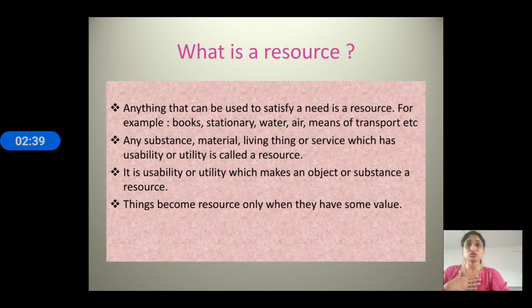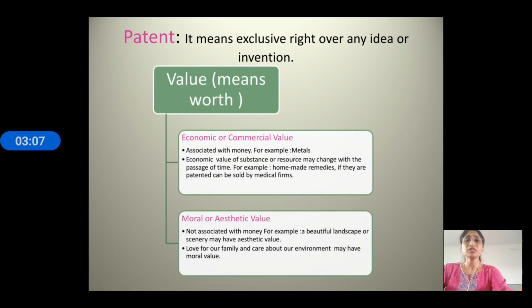Okay, things which we use, which we utilize, those are called resources. Now, usability or utility makes an object or a substance a resource. Things become resources only when they have some value. What's value? We all know the meaning of the word value. Okay, so let's see what is value. Value means worth. Worth means value. Value is classified into two, that is economic or commercial value and moral or aesthetic value.